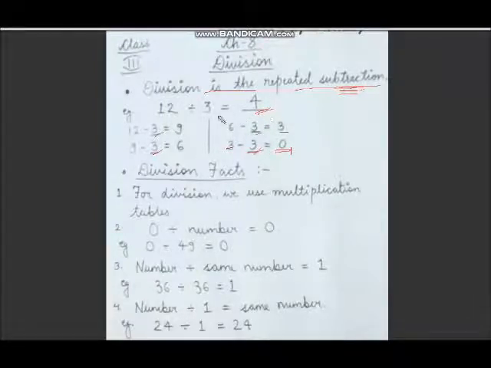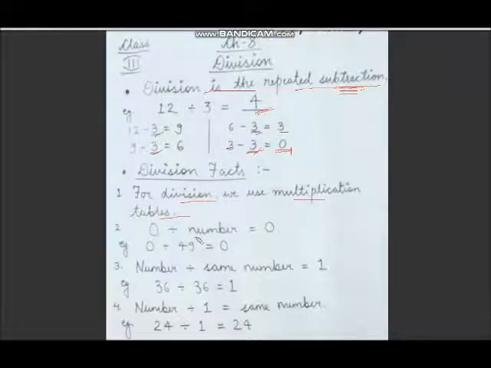And we all know in the table of 3, 12 comes 4 times. So 12 divided by 3 is 4. Now there are some division facts. For division we use multiplication tables. हम multiplication tables use करते हैं, जो हमारी tables होती हैं हम उन्हें use करते हैं for division.